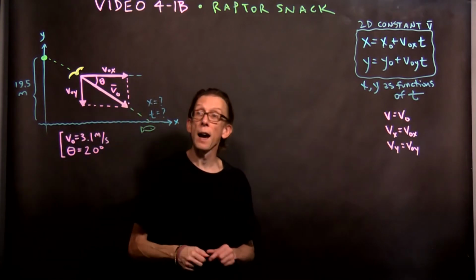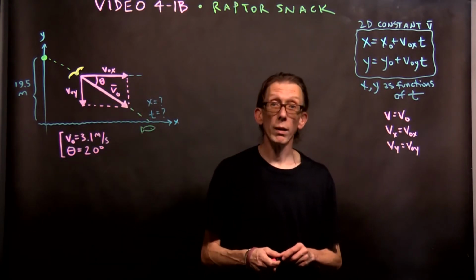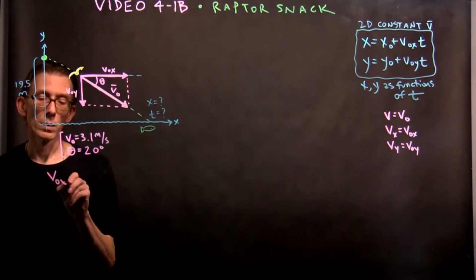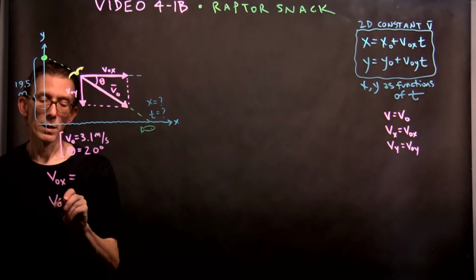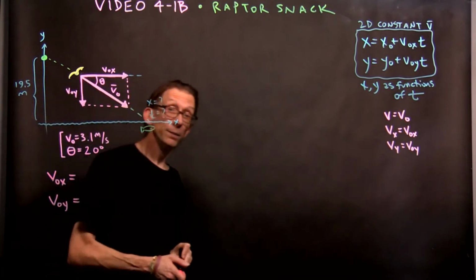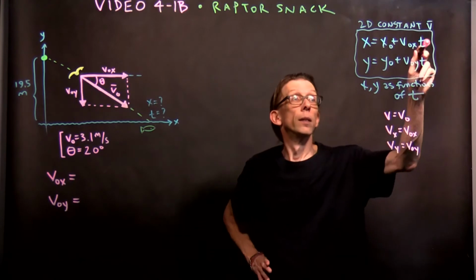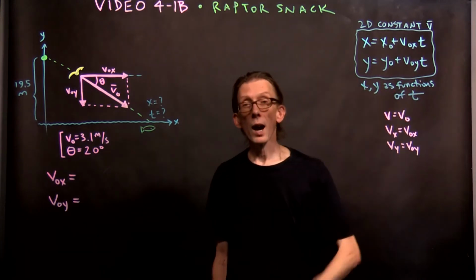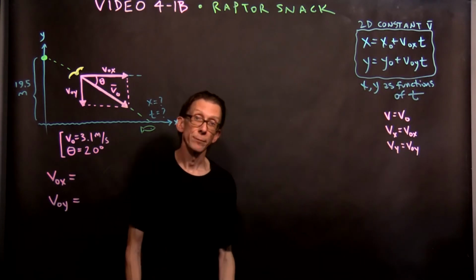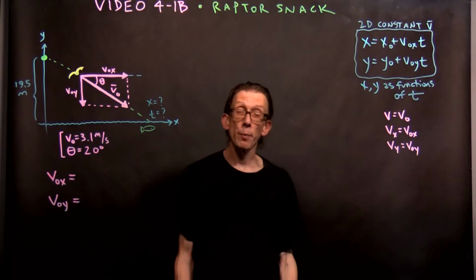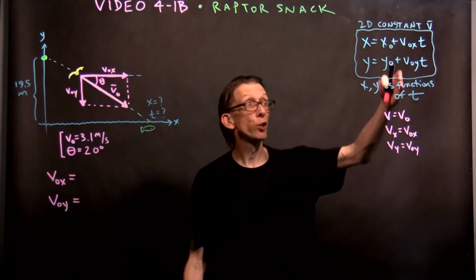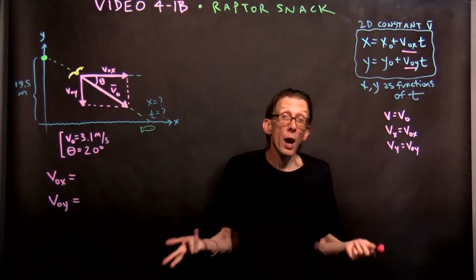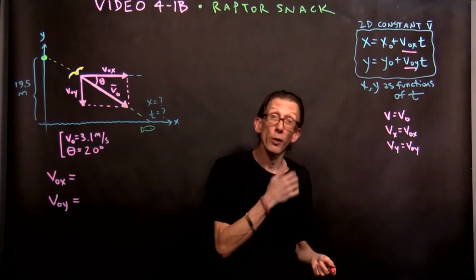Let's actually find out what v naught x and v naught y are. We want to know what these values are. The idea is to use one of these equations here and solve it for time. It'll be handy to know both v naught x and v naught y, right? They show up here and there. We need to know those numbers. We don't know those numbers, but we have enough information to learn them.